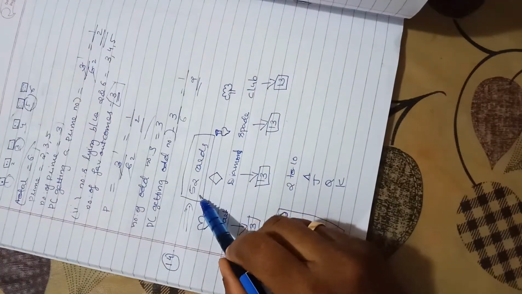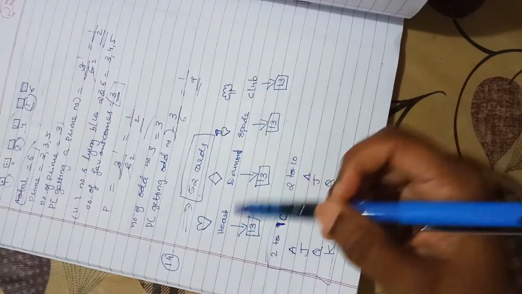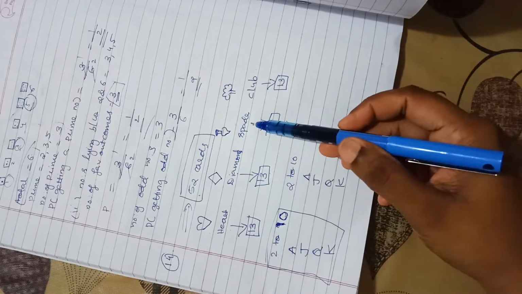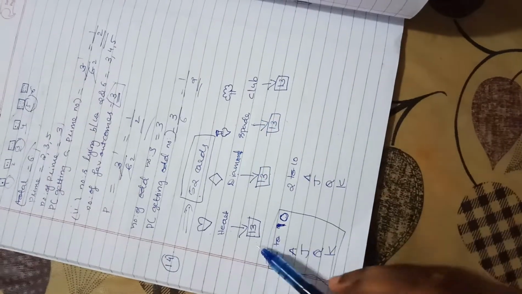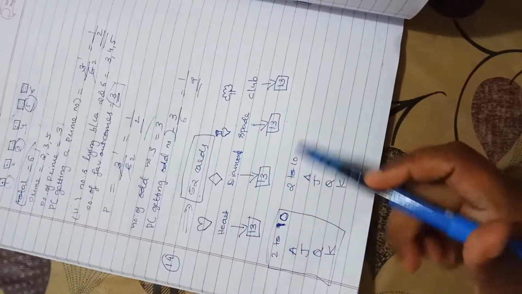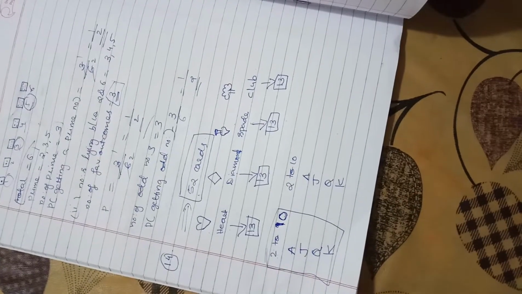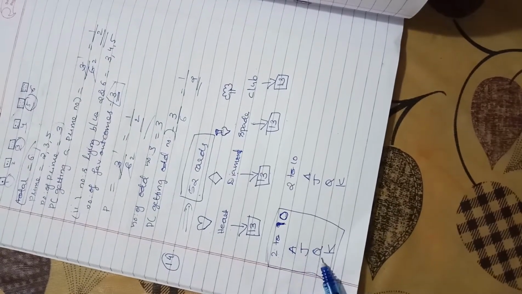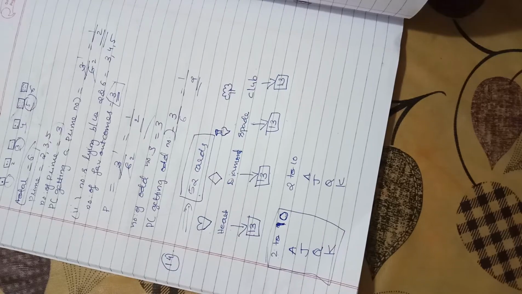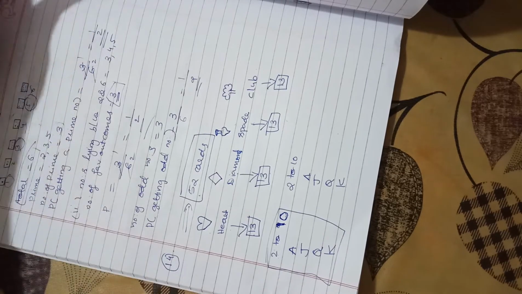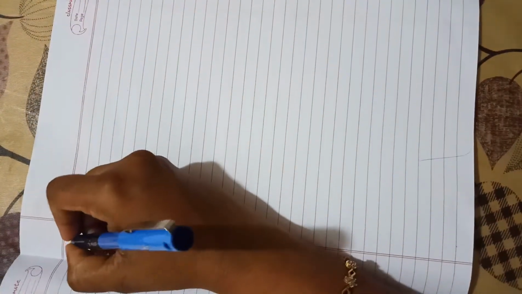Total 52 cards are there. 13, 13, 13, 13: 13 hearts, 13 diamonds, 13 spades, 13 clubs. Out of these 13, each set has the numbers 2 to 10 mentioned, plus A, J, Q, K. These are the distribution of the cards. Okay, so you should be familiar with these card specifications. Otherwise you cannot do questions related to cards.